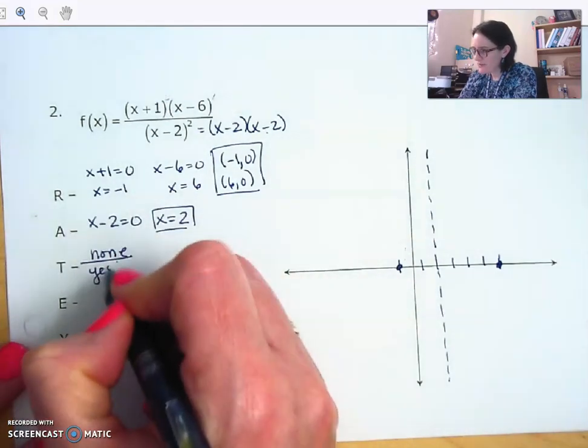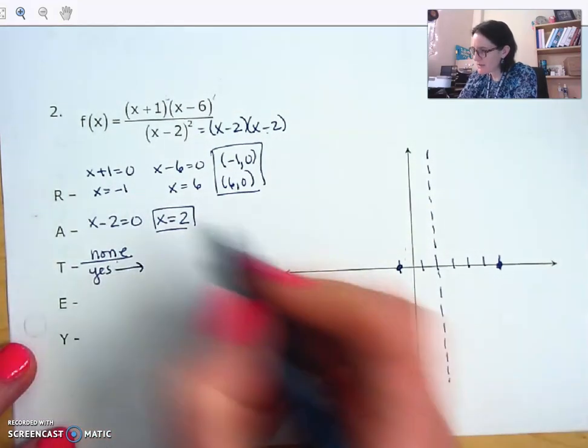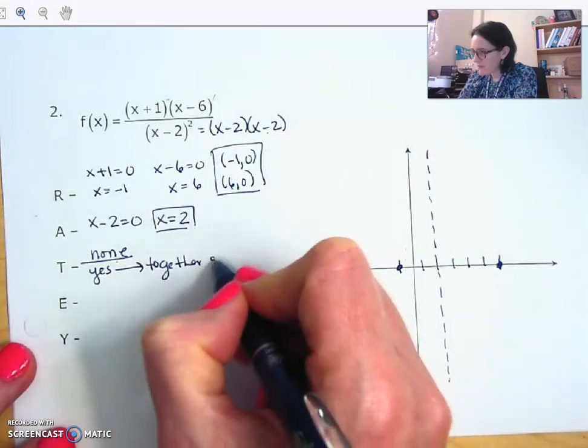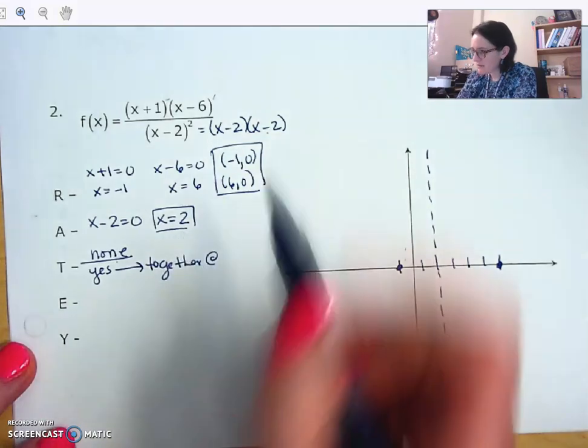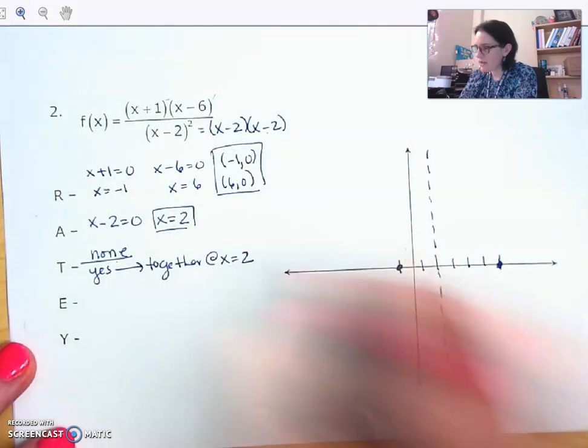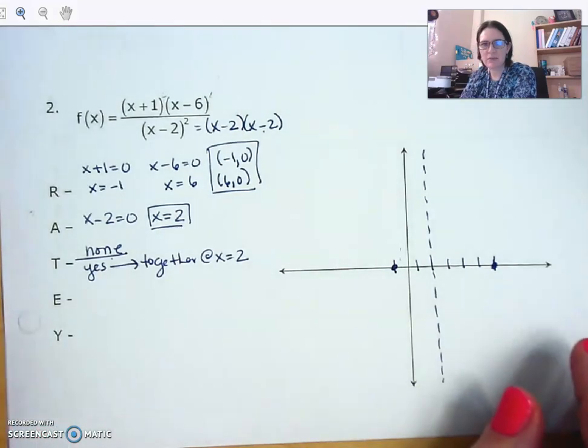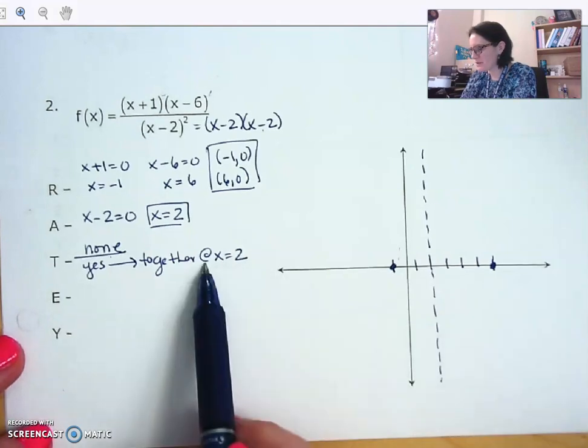And then the denominator factor is squared. So yes, we do have something squared. So what that means is the graph is going to come together at that asymptote at x equals 2. Now I can't graph that yet. This information is just going to hang out, and I'm going to use it later when it's time to sketch my pieces. So this is just going to hang out here.